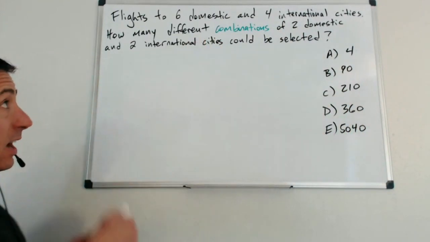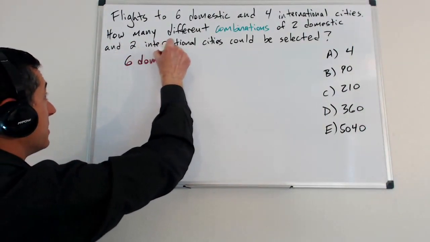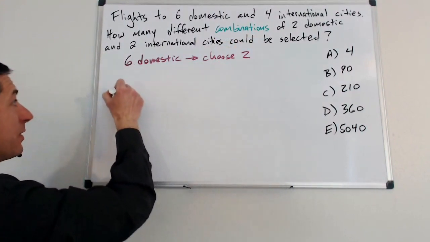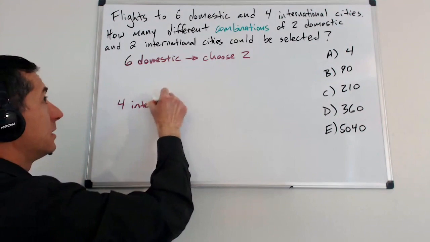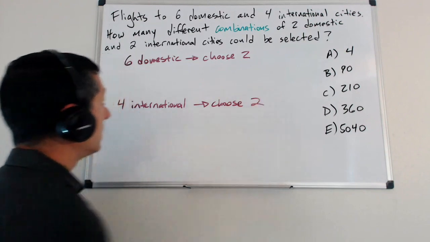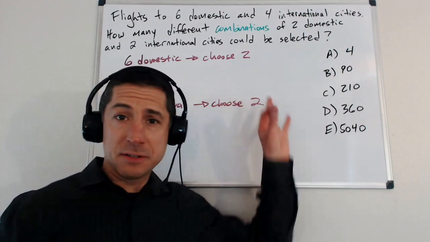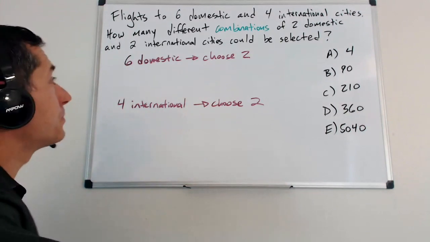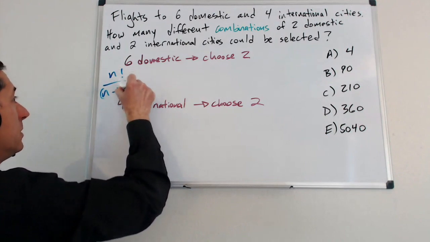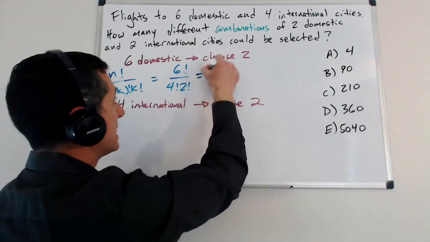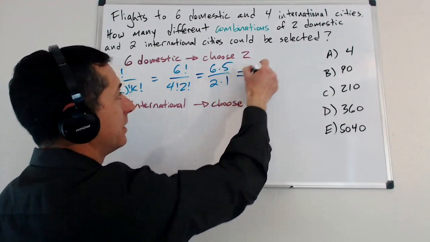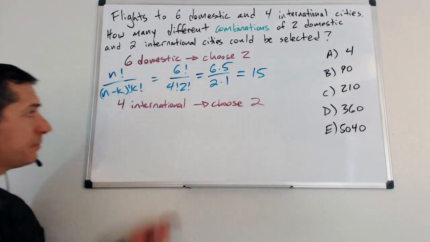So all we're doing is we're saying, all right, we got the 6 domestic destinations, and we're going to choose 2 of those. And then we've got the 4 international destinations. And we're going to choose 2 of those as well. Okay, very straightforward application of the combination formula we were just going through a minute ago. So n factorial over n minus k factorial times k factorial. So it's 6 times 5 divided by 2 times 1. So that's 15.